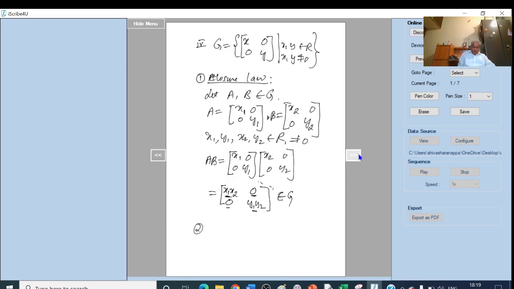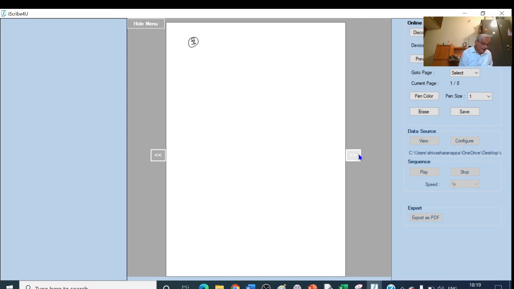About the associative law, directly we can write: matrix multiplication is associative. So we write that the associative law holds. Next we go for the identity element, the third one.